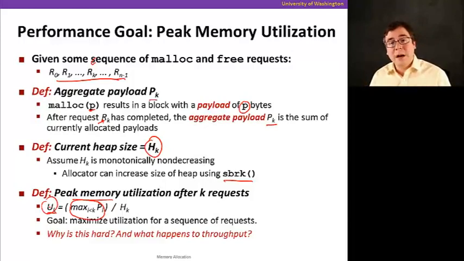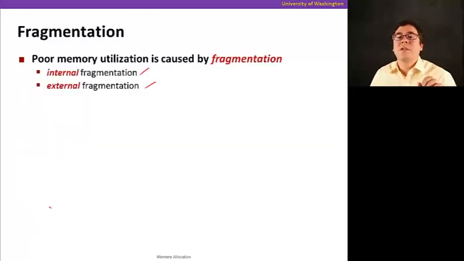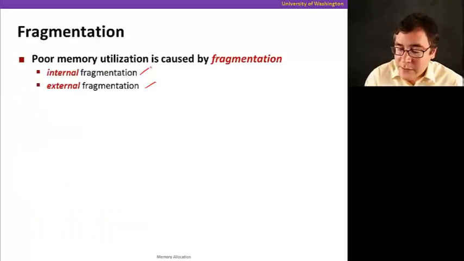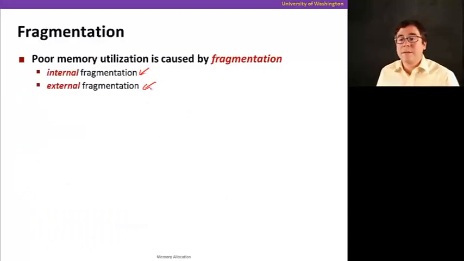Why is this hard? This is hard because of something called fragmentation. It's all the holes that appear in our heap. By the way, managing that has an effect on throughput because it has overheads. It takes work by the memory allocator to provide that. So let's see what fragmentation is now. There are two types of fragmentation: internal fragmentation and external fragmentation.